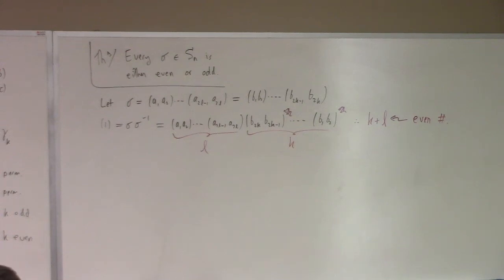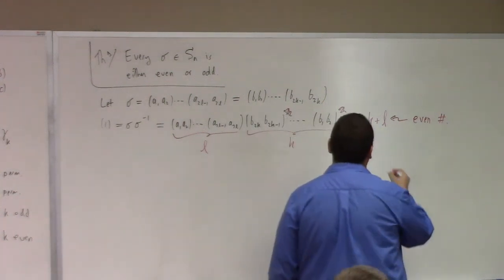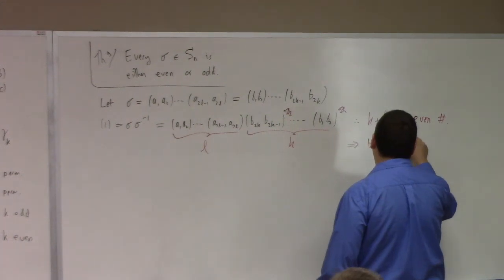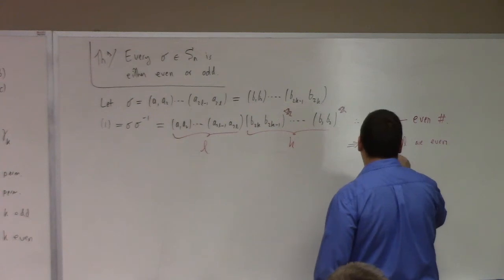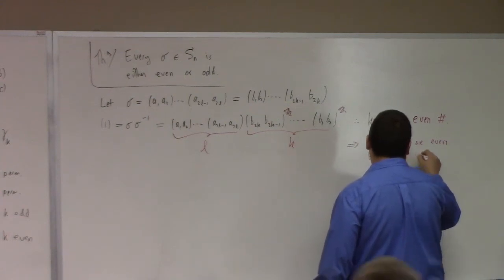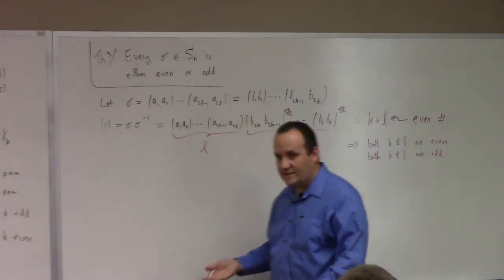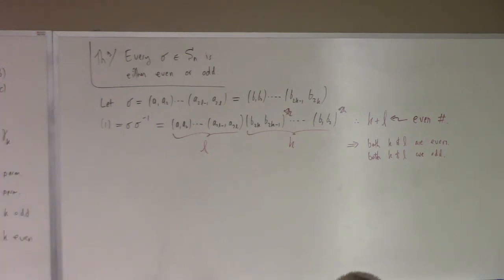But what does that say about L and K? Right, both K and L are even, or both K and L are odd. But what's that say? That says the number of transpositions that form sigma is either even or odd, but not both. If it was both, then K plus L would be odd, which violates the identity being an even permutation.